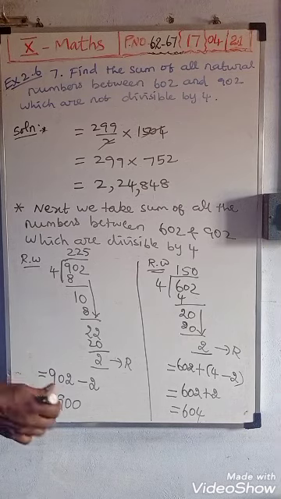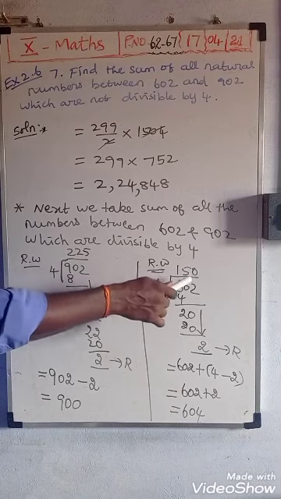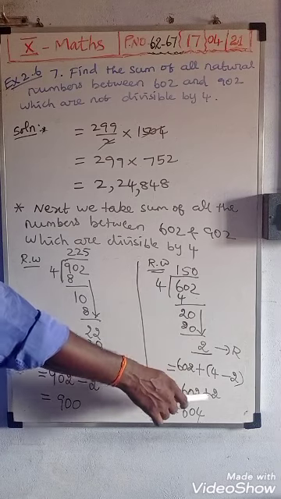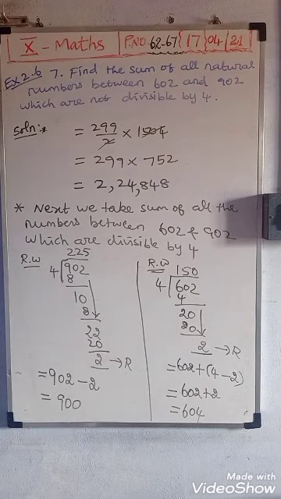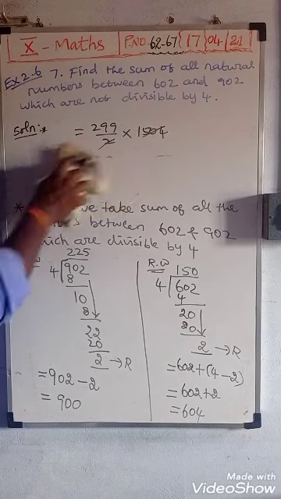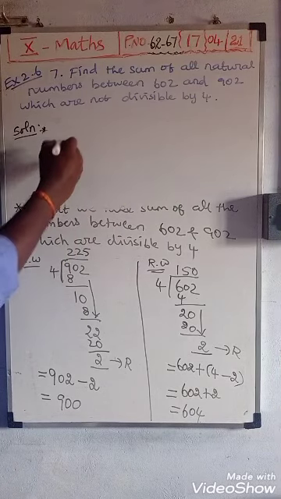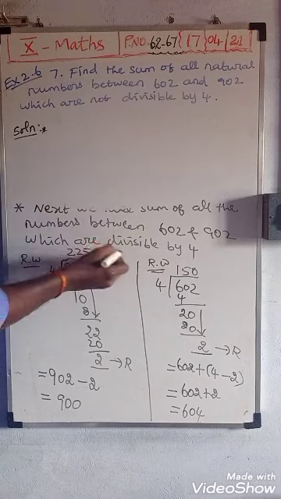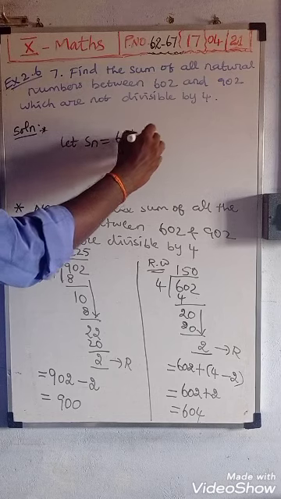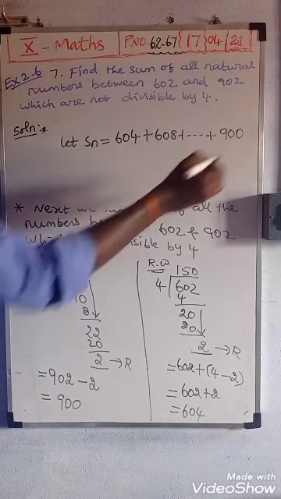So I received the first number and the last number. For the first number, the remainder you get should be subtracted from the divisor, then added to that number. So for 602, 4 minus 2 is 2. So you should add 2 to 602, and we will receive 604. Therefore, the numbers exactly divisible by 4 are: let Sn equal 604 plus 608 and so on, up to the last number 900.